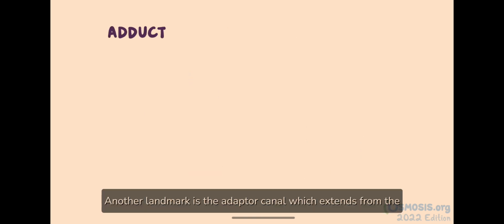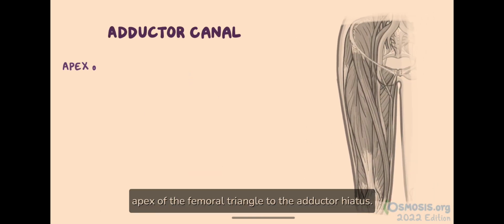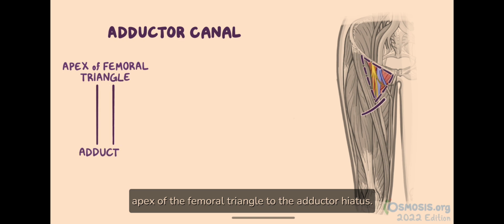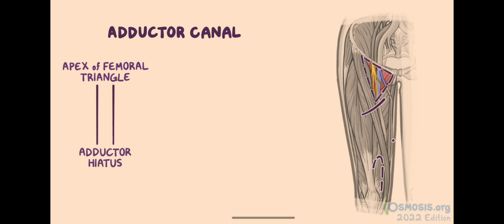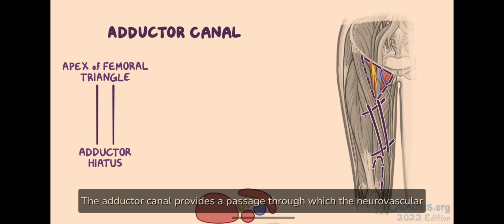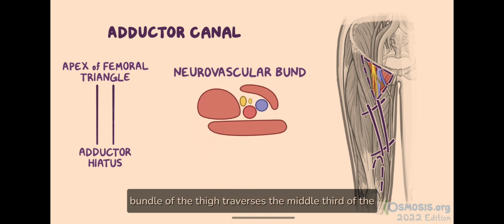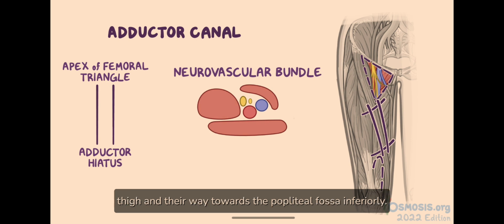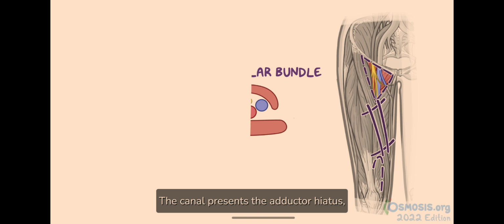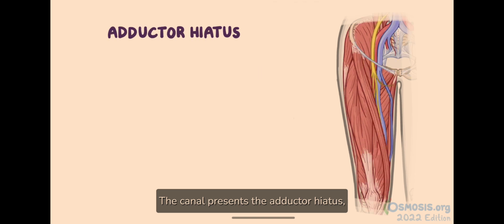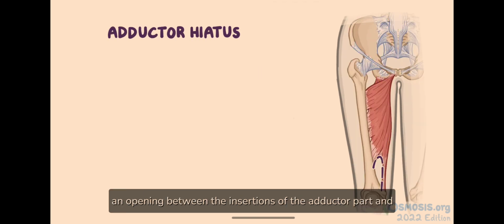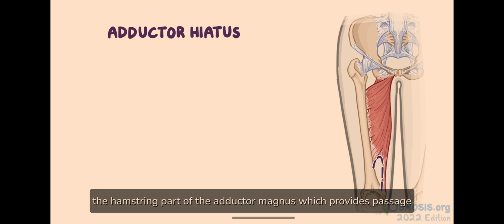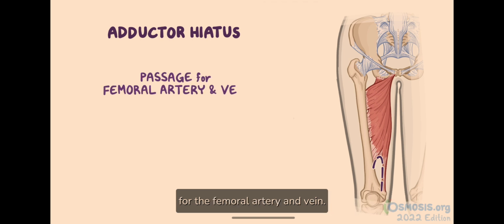Another landmark is the adductor canal, which extends from the apex of the femoral triangle to the adductor hiatus. The adductor canal provides a passage through which the neurovascular bundle of the thigh traverses the middle third of the thigh on their way towards the popliteal fossa. Inferiorly, the canal presents the adductor hiatus, an opening between the insertions of the adductor part and the hamstring part of the adductor magnus, which provides passage for the femoral artery and vein.